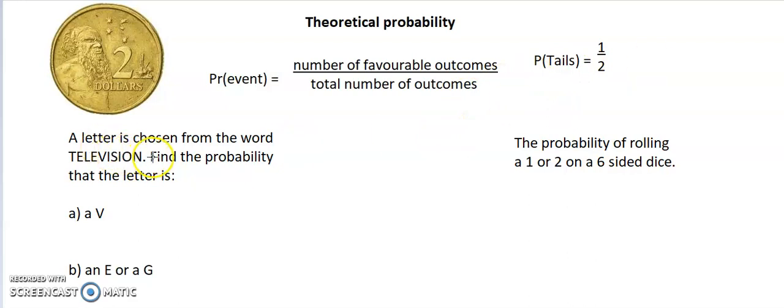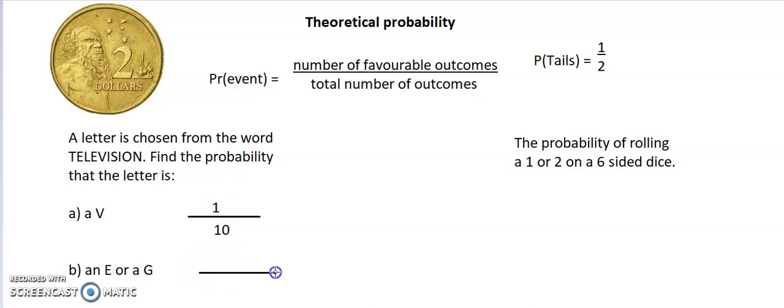So let's look at this example over here. It says a letter is chosen from the word television. Find the probability that the letter is a V. So the first thing I think about is, how many outcomes are there? Well, we've got T, E, L, E, V, I, S, I, O, N. That is 10 letters. So I know straight away it's going to be out of 10. But I need to think of how many V's I have. I've only got one V. So the probability of getting a V is 1 out of 10.